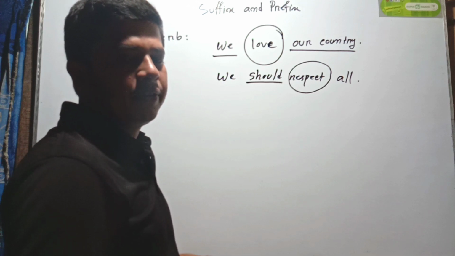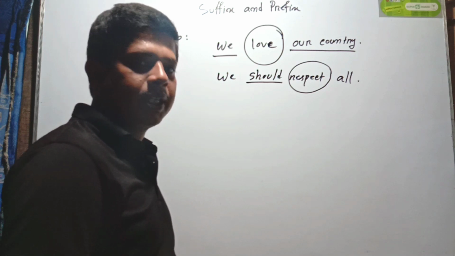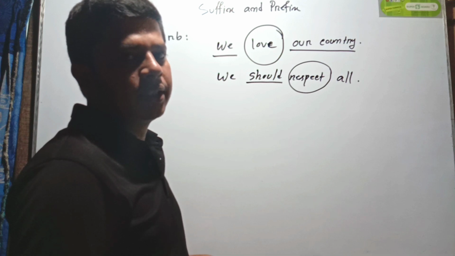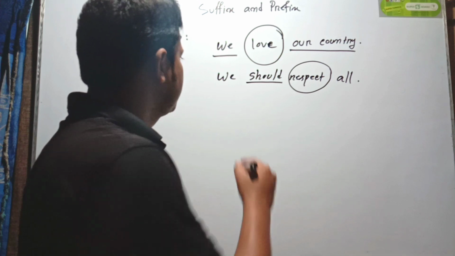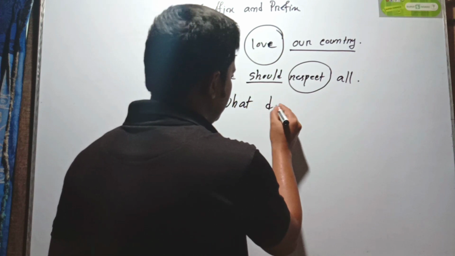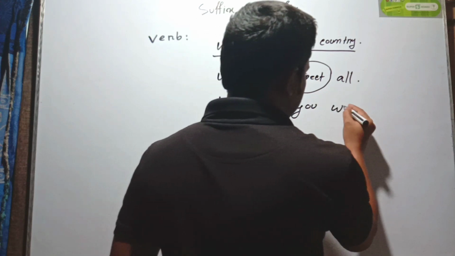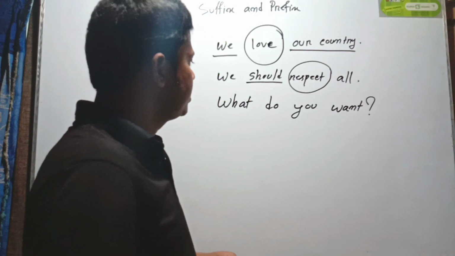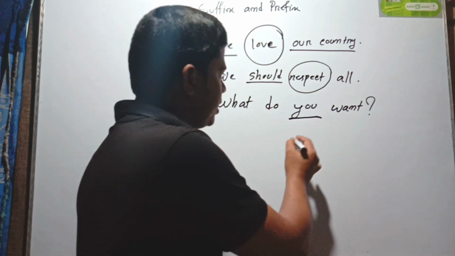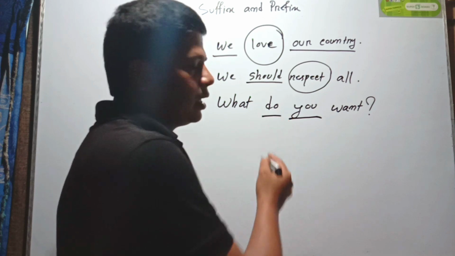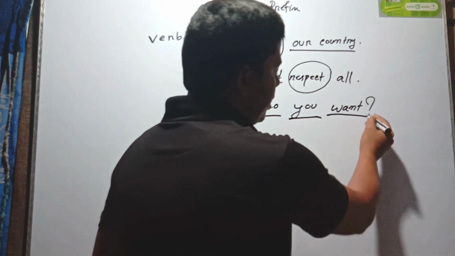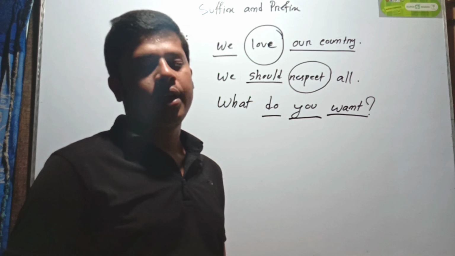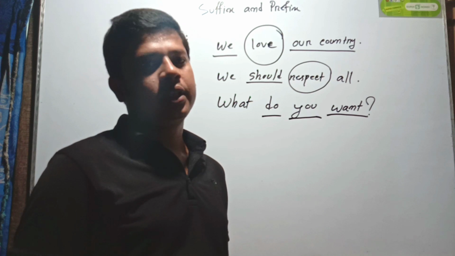Dear students, a verb can also sit before the subject and after the subject. Before the subject, an auxiliary verb sits, and after the subject the main verb comes, such as what do you want. This is an interrogative sentence. Here you is the subject, and before the subject there is an auxiliary verb, and after that there is a main verb. Dear students, that is all for verb. Perhaps you have understood. Now I will discuss adverb.